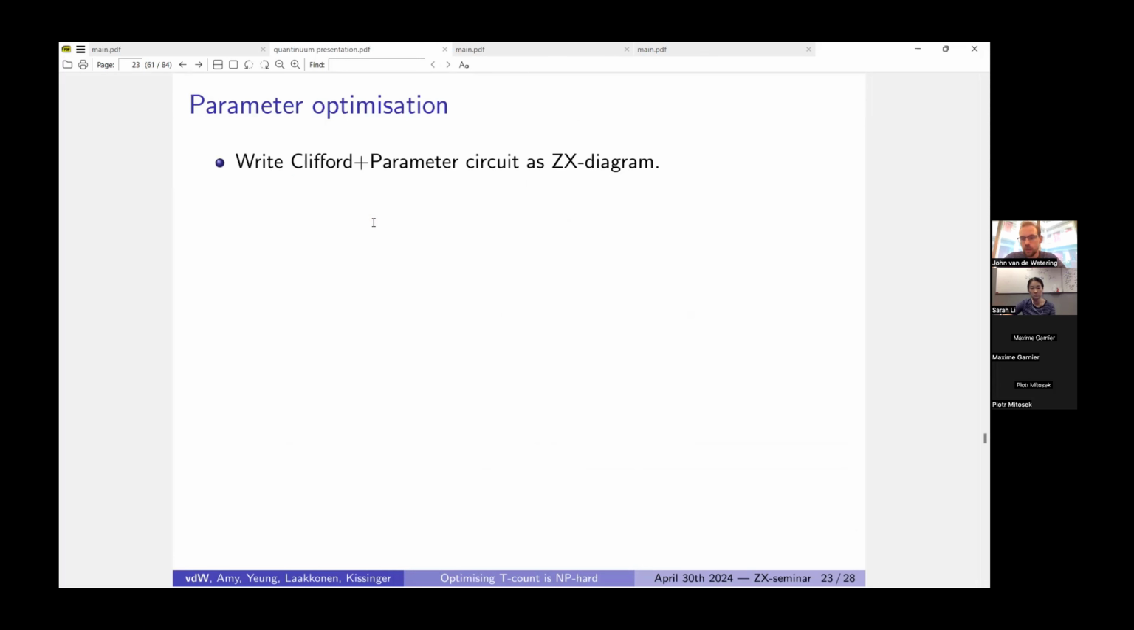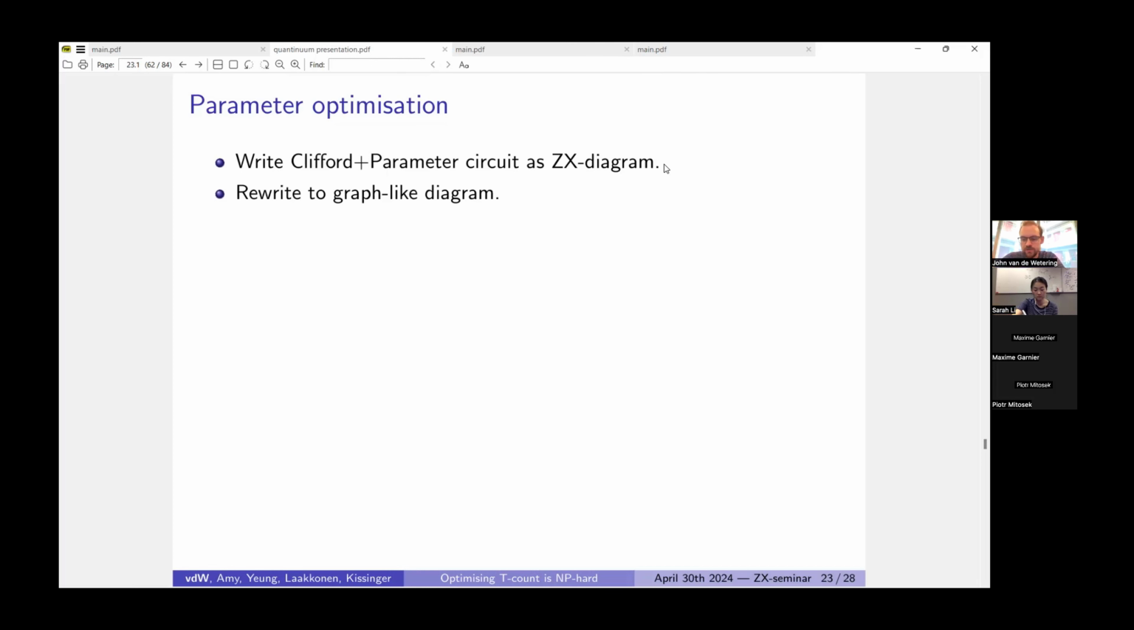Okay, so how does that algorithm work? Let me give a very high-level description. We take our Clifford plus parameter circuit and write it as a ZX diagram. This is very straightforward. Then we rewrite it to a graph-like diagram. A graph-like diagram is a diagram which only has Z spiders, all the spiders are maximally fused, and you only have Hadamard edges between two spiders.